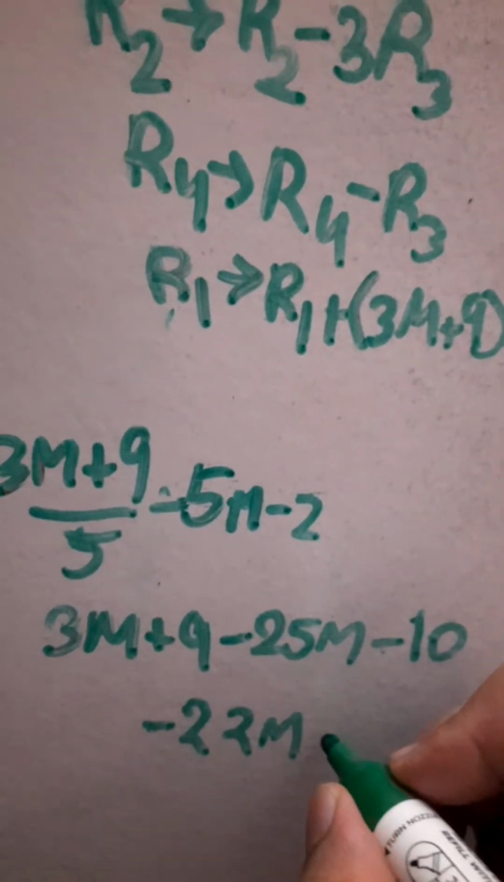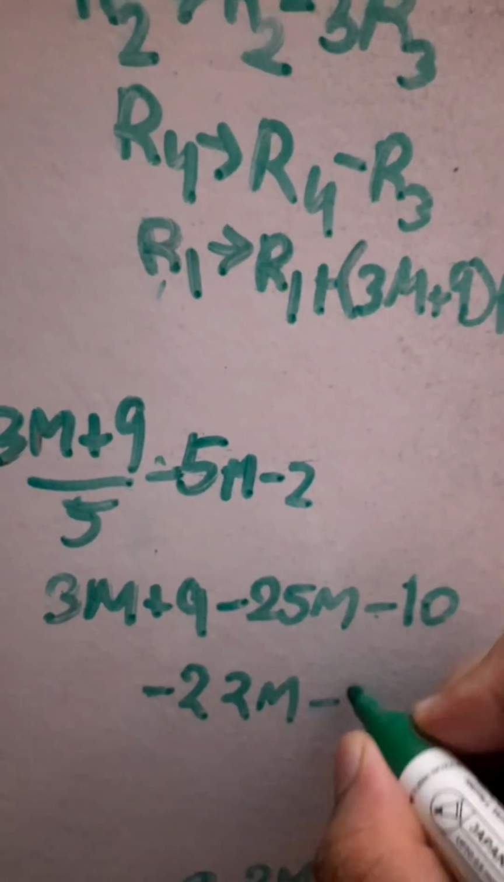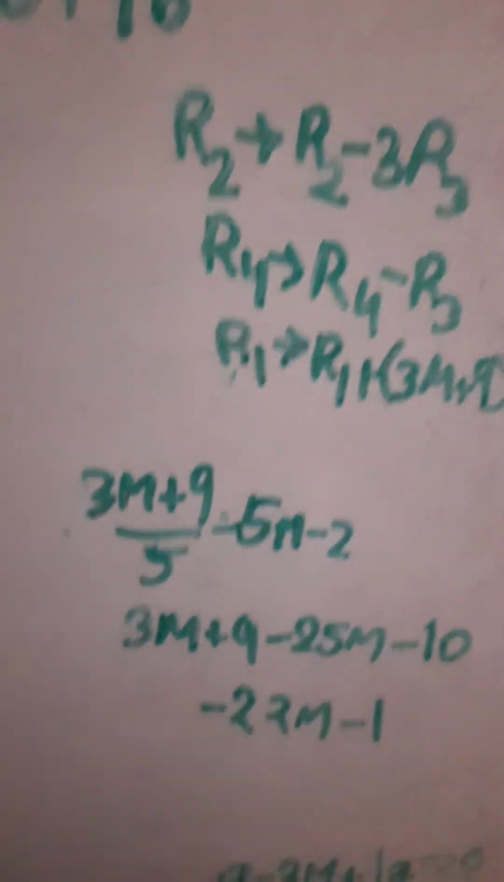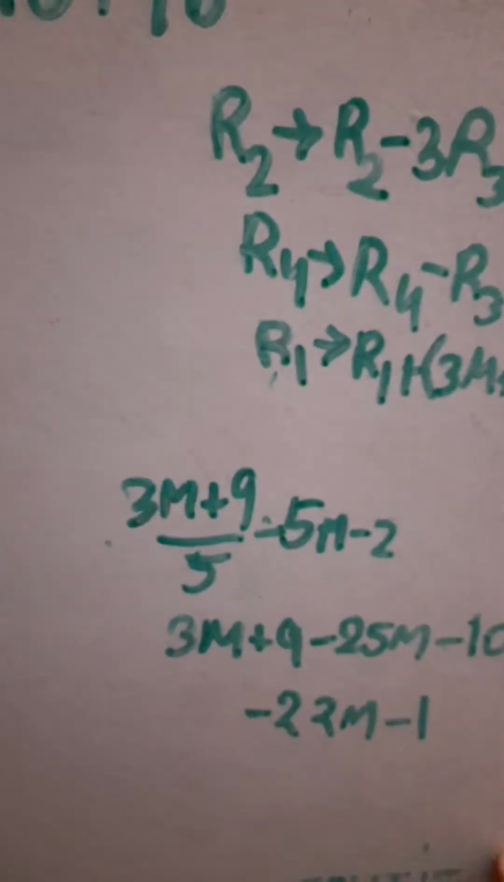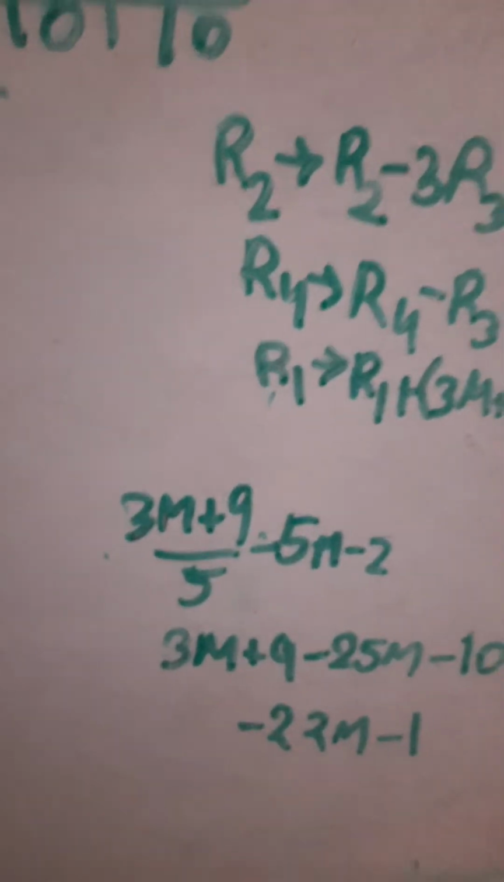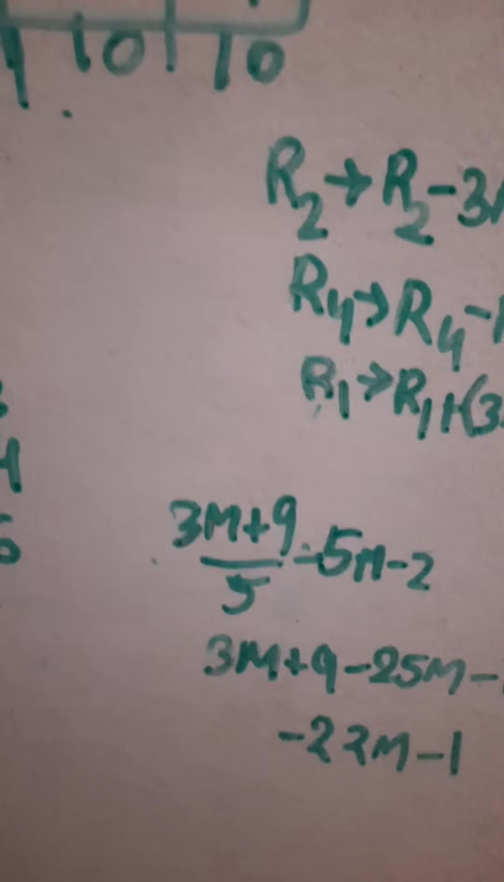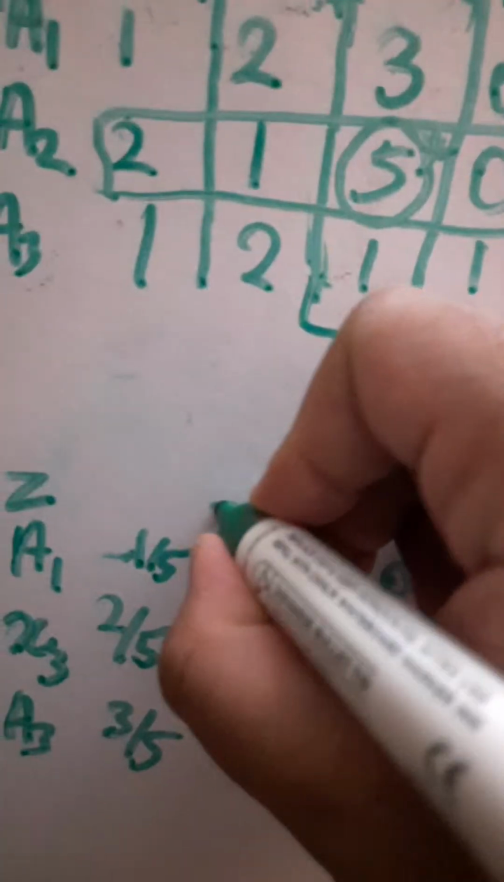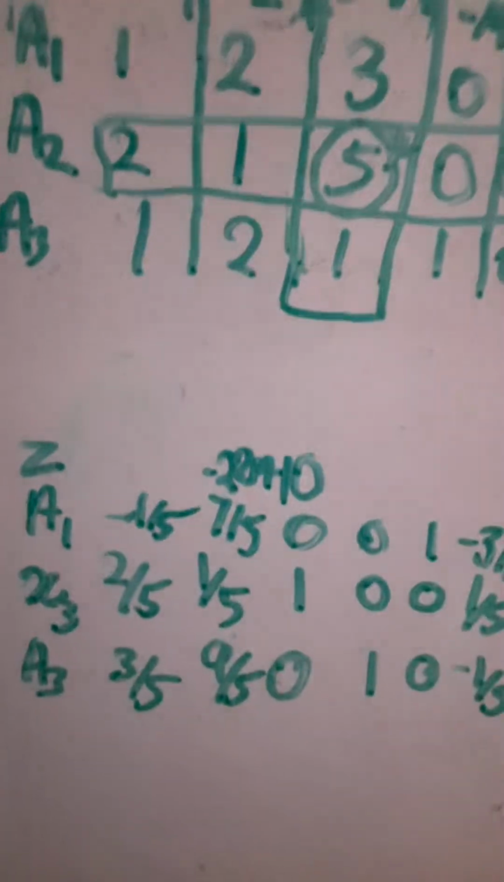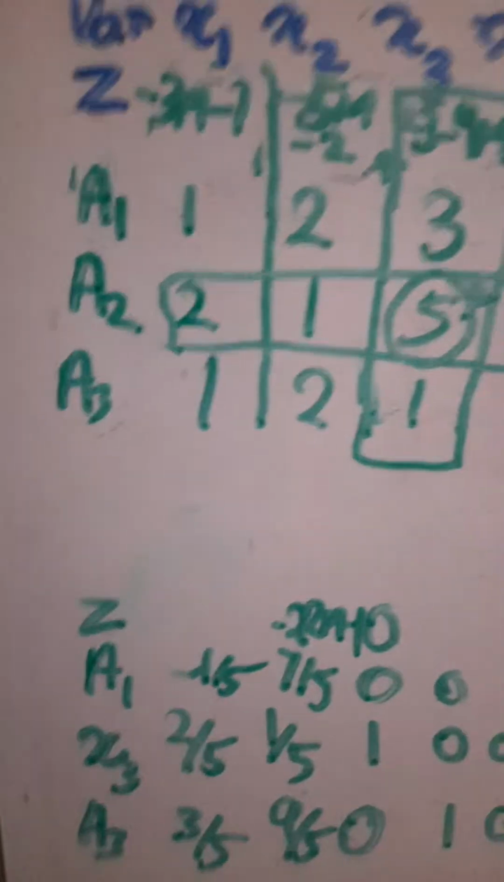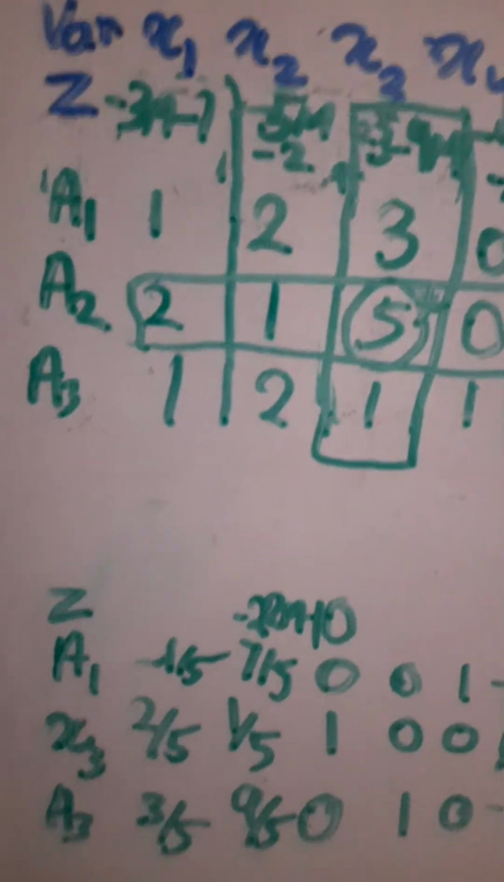9 minus 10 is minus 1. So we got minus 1 here. Minus 22m minus 1. Okay, so this would be minus 22m minus 1. Here we go. Now this is minus 3m minus 1.